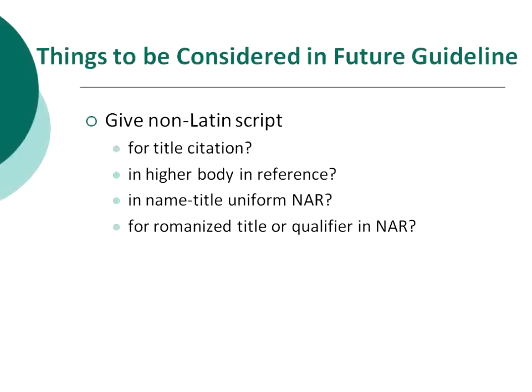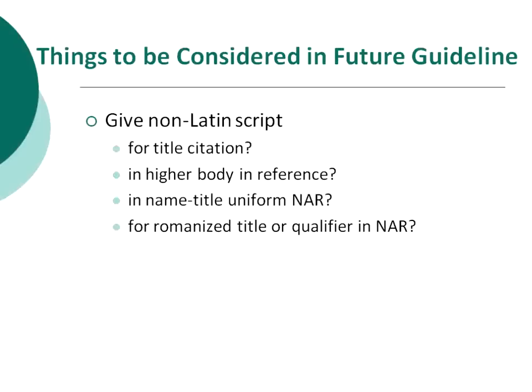Things to be considered in the future guideline. So what's next in the future guideline? Because of the RDA testing and implementation, the guideline is again delayed. But we hope the future guideline will consider some of the following areas. For example, can we give the non-Latin data for the title citation in the 670 field? Can we give the non-Latin script data in the higher body in the references? Similarly, how about the name-title uniform authority record?